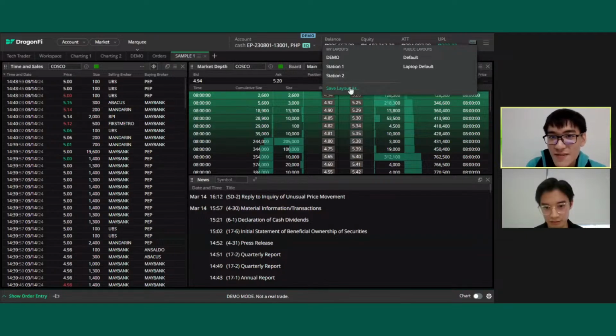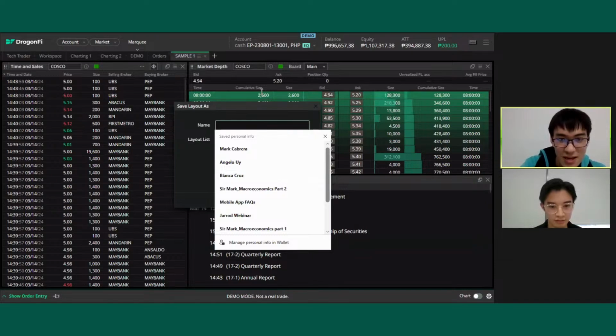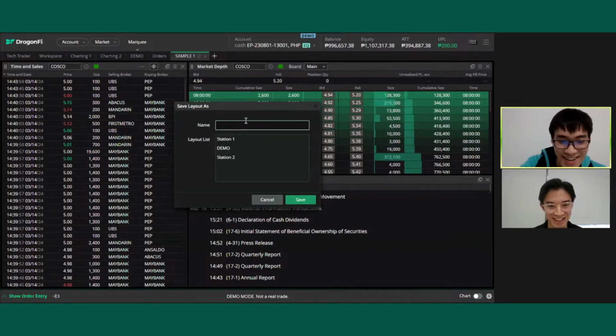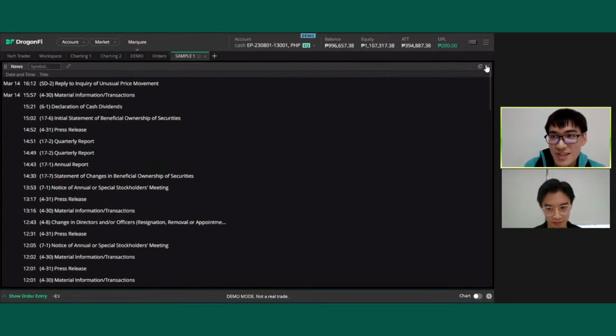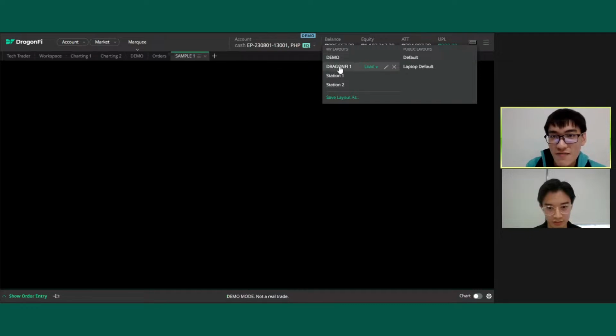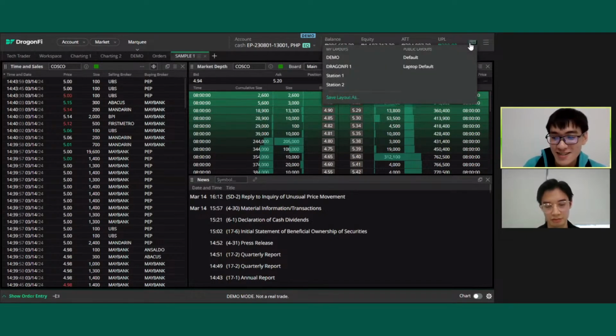Then you can also save it. So just go here, you save your layout. Call it whatever, DragonFi 1, right? Save. So if ever, for example, you accidentally deleted everything, just go here, load DragonFi 1. You just wait, and there it's back, right? So if ever you made a mistake, as long as you save your layout, it's already there. So basically, that's how it works.